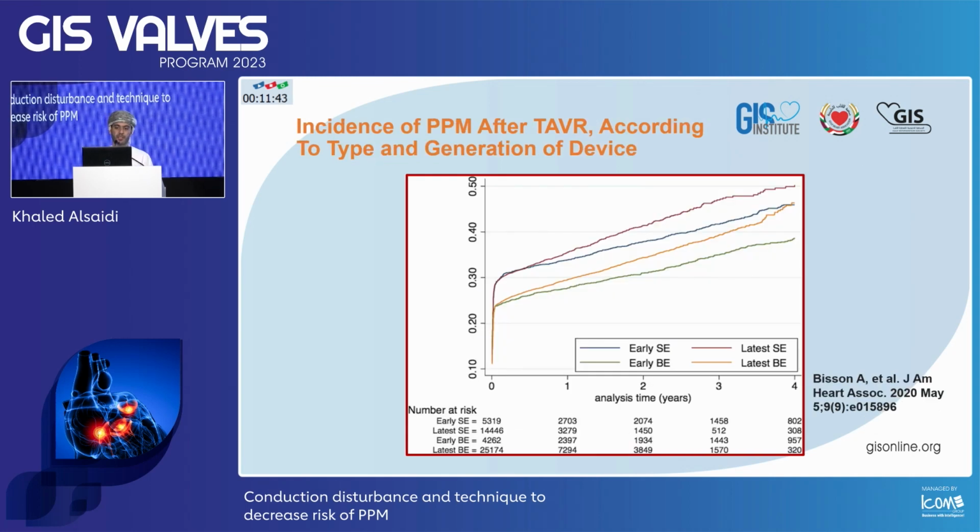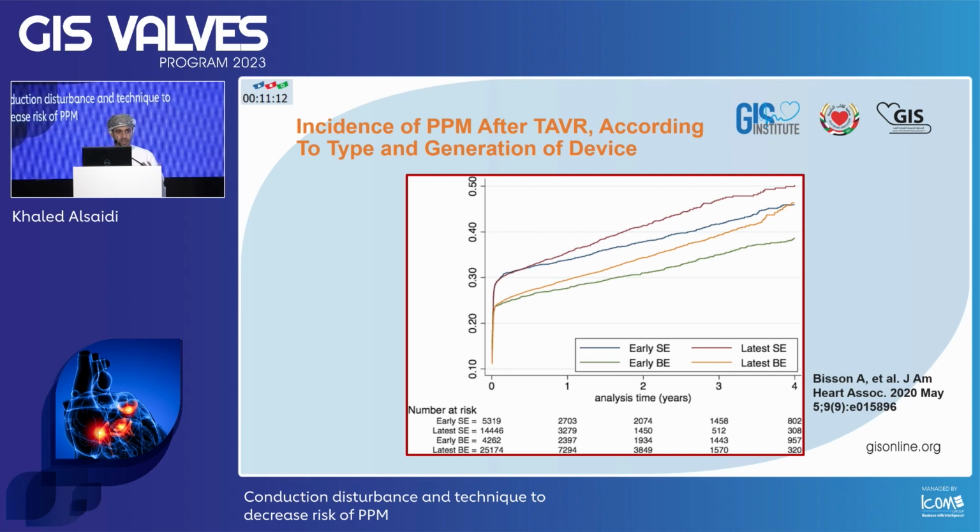This is the registry from France. This is about 49,000 patients. And as you can see, the self-expanding valve has a little bit higher risk for PPM as compared to balloon expandable valves. So you see the risk at about 30 days is about 20.7% for balloon expandable versus 25.5% for the self-expanding valve.